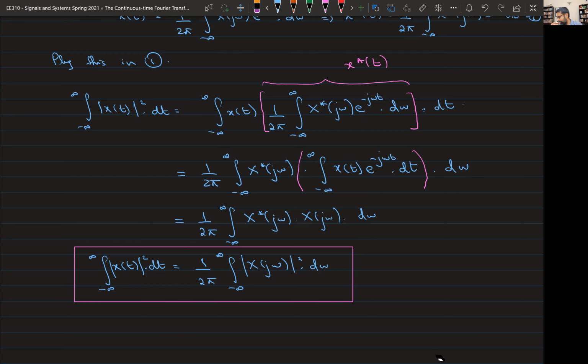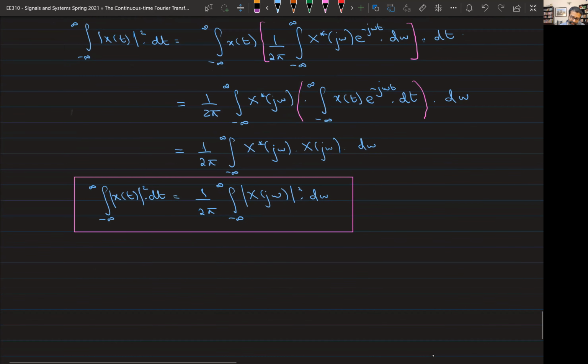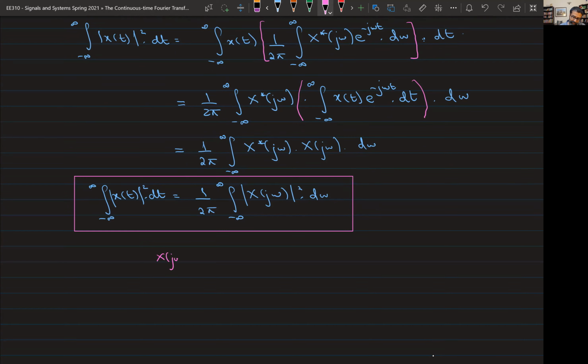And that is the reason why x of j omega absolute squared divided by 2 pi is often referred to as the energy density spectrum. You can say that this is the energy per frequency. Why do you think it's the energy per frequency? Because of the units: it's being multiplied by d omega, and that's what makes the unit of energy. So the units of x of j omega absolute squared must be energy per frequency, and that's why it's referred to as the energy density spectrum, after that scaling by 2 pi.